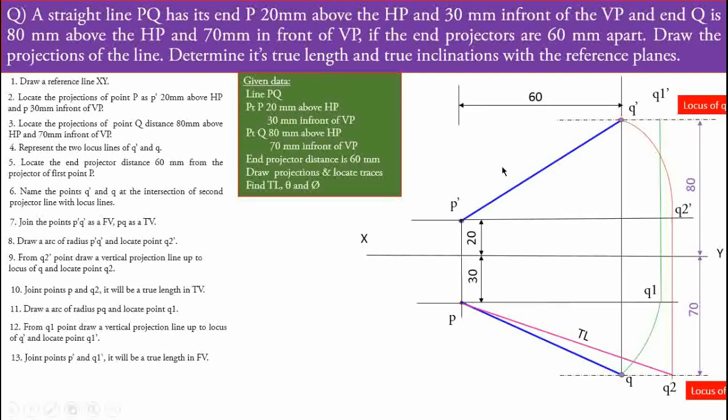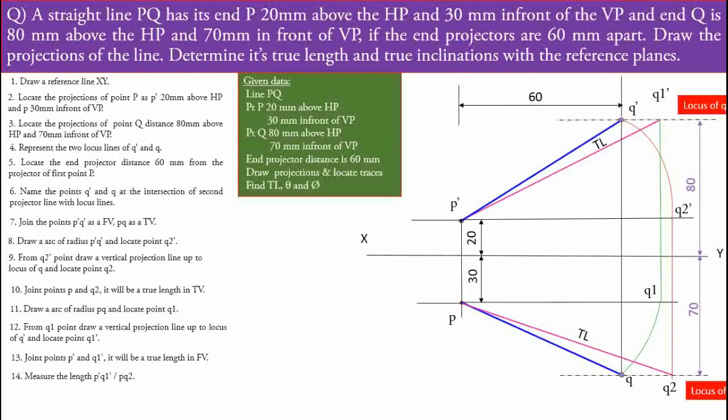Means after joining the points p dash and q1 dash above the reference line, that will be the true length in the front view. Okay, next step, measure the length of p dash to q1 dash, that is the true length, or p to q2, that is also the true length, and the true length is always the same in front view and top view, and that is our first determination. We have to identify how much the true length is.